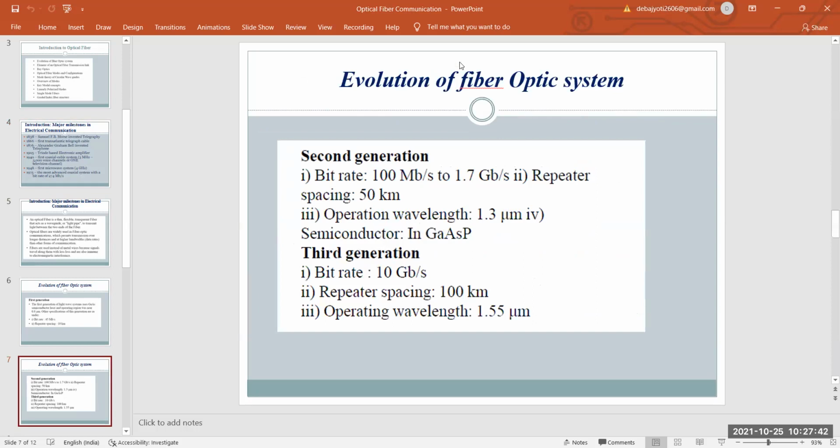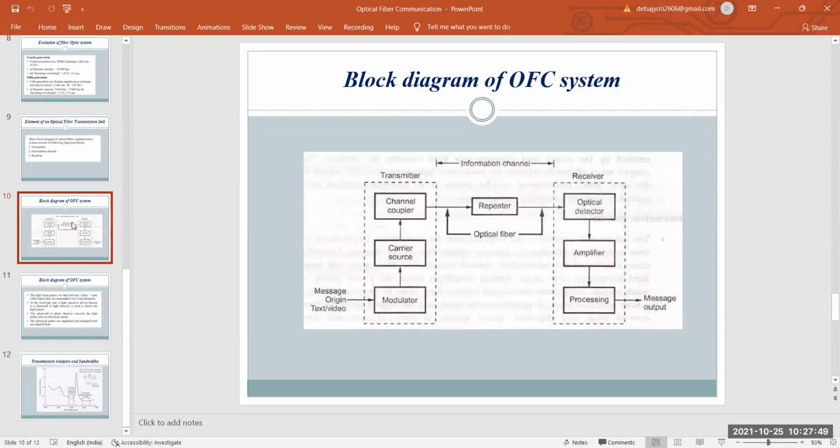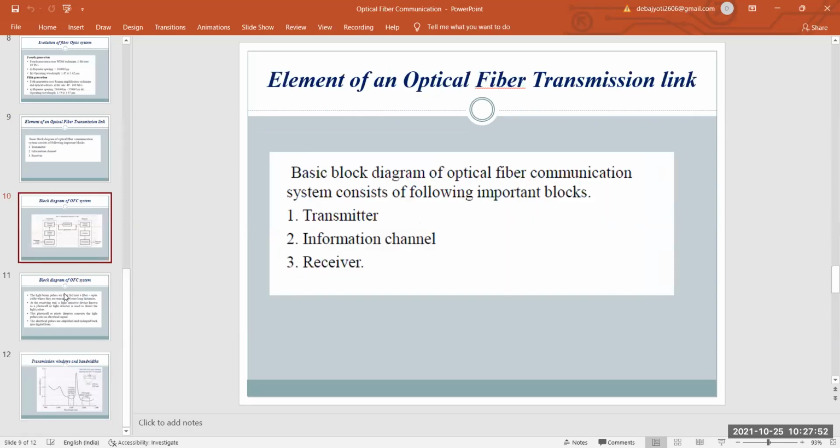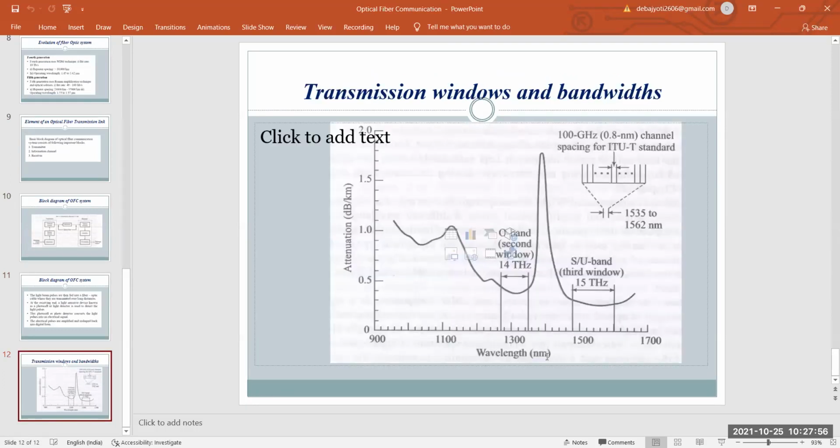Okay, so just 1 minute. Yeah, this is the block diagram part. Okay, and now we will discuss. So now I will stop here. Stop the sharing. Okay. Just 1 minute.